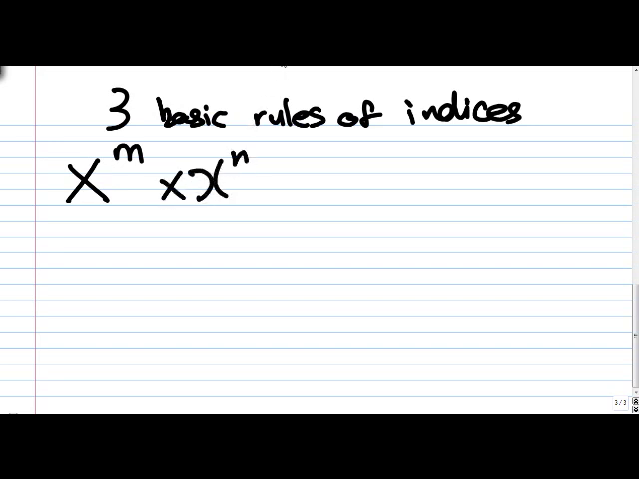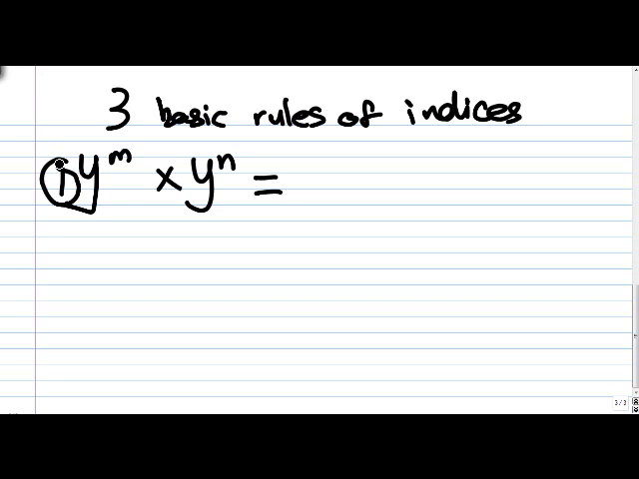If you had x to the power m times x to the power n, let me just erase this because it might cause a little bit of confusion. Let's call it y instead. That's y to the power m times y to the power n. What you get is y to the power m plus n.